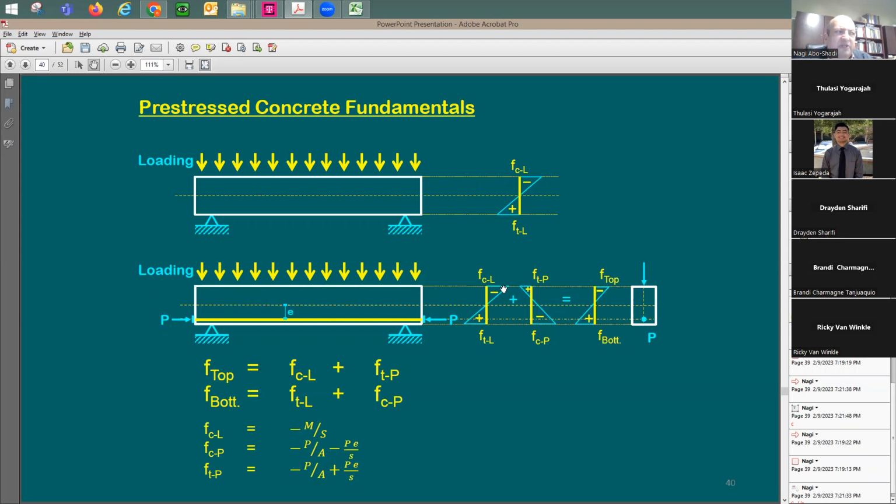And the amount of compression that you have on the top, what's going to happen to it? It's going to get reduced. Why? Because from the pre-stressing, you're going to have some tensile stresses. So actually, you're helping the beam. You're trying to reduce the stresses here on the top.